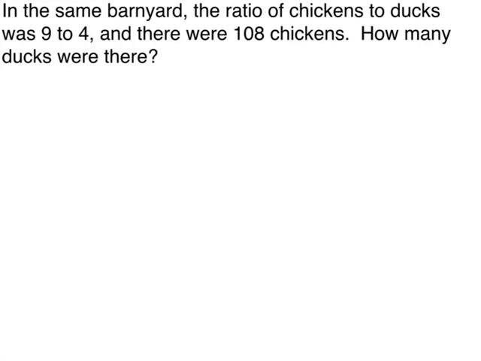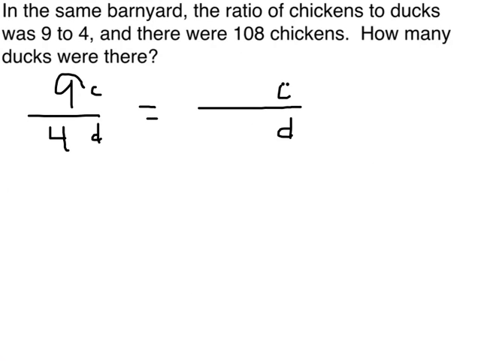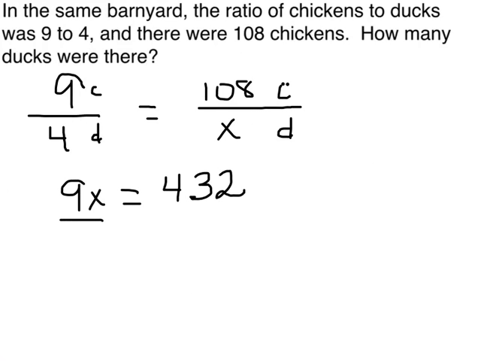We're in the same barnyard, and we're going to talk now about chickens and ducks, and the ratio of chickens to ducks in this barnyard is 9 to 4. So 9 to 4, and this is chickens to ducks, equals, now again we're going to put chickens on top, ducks on the bottom. And what else do we know? We know that there are 108 chickens, so there are X number of ducks. So we cross multiply, and we get 9X equals 4 times 108, which is 432. And then we're going to divide by 9 on both sides to get X by itself.